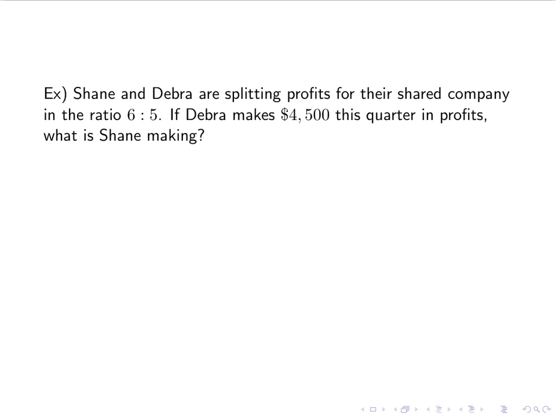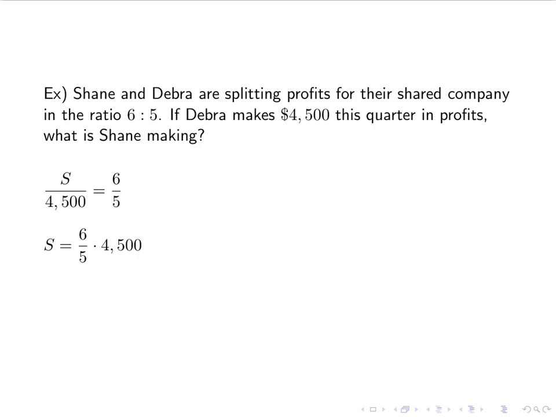Our last example, Shane and Deborah are splitting profits for their shared company in the ratio 6-5. If Deborah makes $4,500 this quarter in profits, what is Shane making? So we've got Shane to Deborah is 6/5. We are looking for how much Shane is making. So I do want Shane to go on top. So that 6-5 will give me the fraction of 6/5. And then I'm going to use S for what Shane's making, and then Deborah's is 4,500. So S over 4,500 equals 6/5. Again, double check Shane on top for both, Deborah on bottom for both.